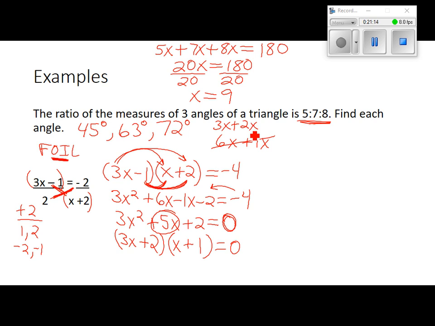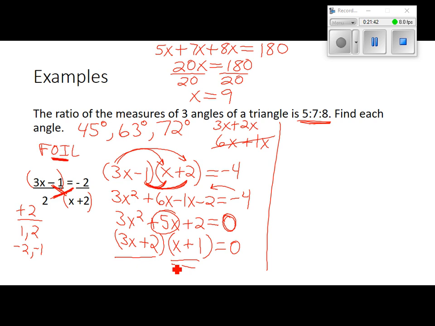Anybody remember how to solve it once you get it to that point? If I got these two things here, this marker and this pen, and I say multiply together, they give me 0, what's that tell you about one of them? One of them has to be 0, right? So if we have this set of parentheses and this set of parentheses, and we're multiplying them together, and it equals 0, one of them has to be 0.